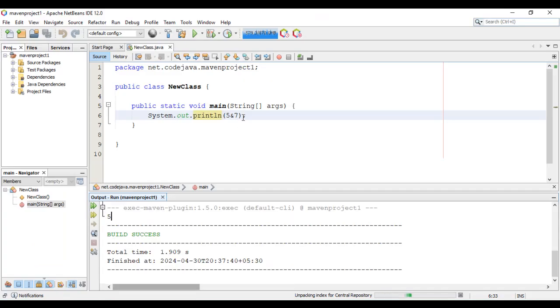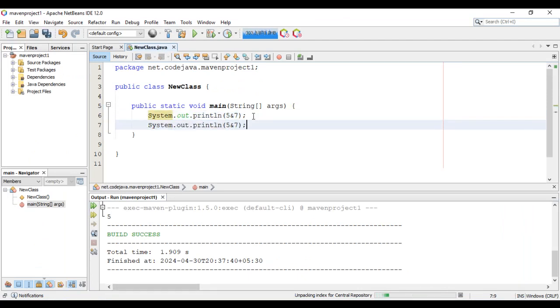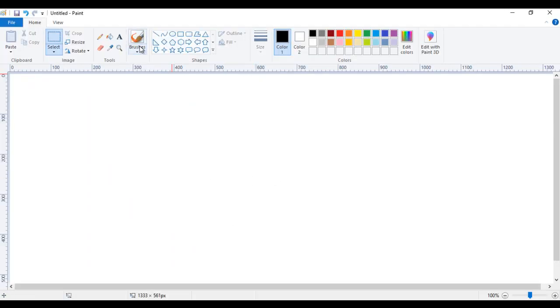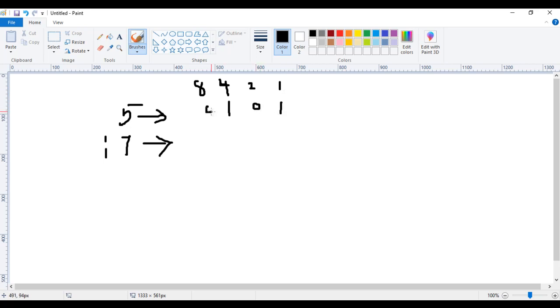Let's understand with explanation. I copy this and paste down. I say here bitwise OR. What output we get? Let's understand with explanation. I say here 5 or 7. First, convert the decimal number to bits. Let's write down 1, 2, 4, 8. 4 plus 1 is 5. So underneath 4 I write 1. Underneath 1 I write 1. Remaining places I put zeros.